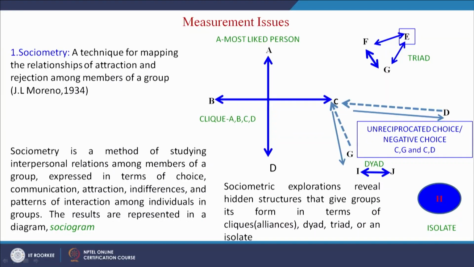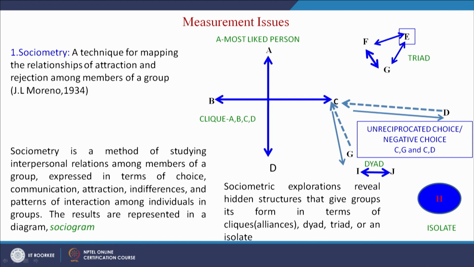Now, within the group itself, there is a triad as well, where E, F and G form a triad. The three are attracted to each other, they like each other a lot, and there is a close interaction between these three members.